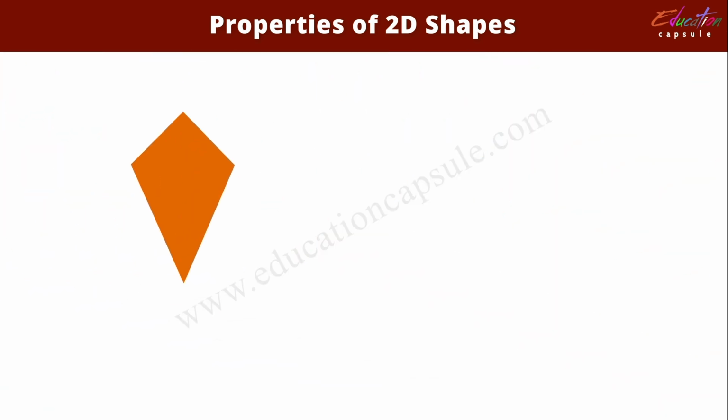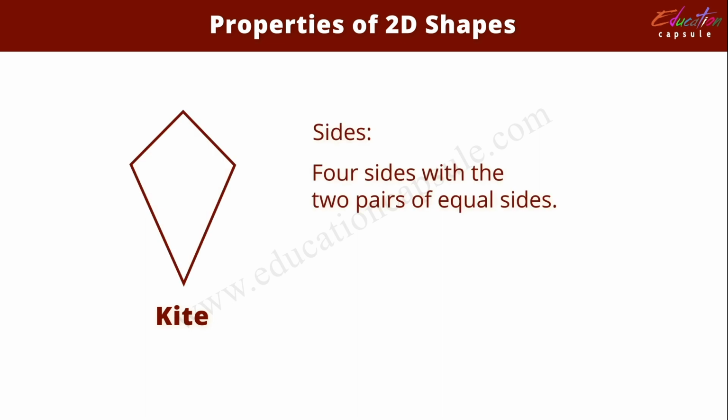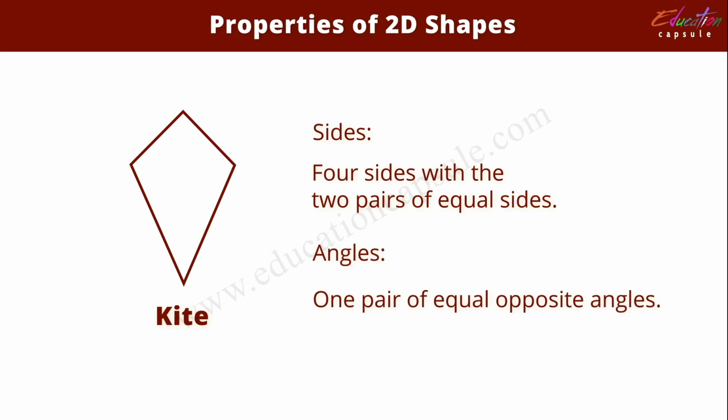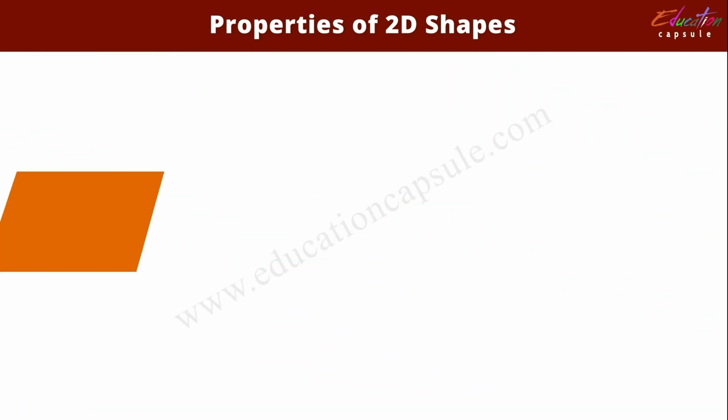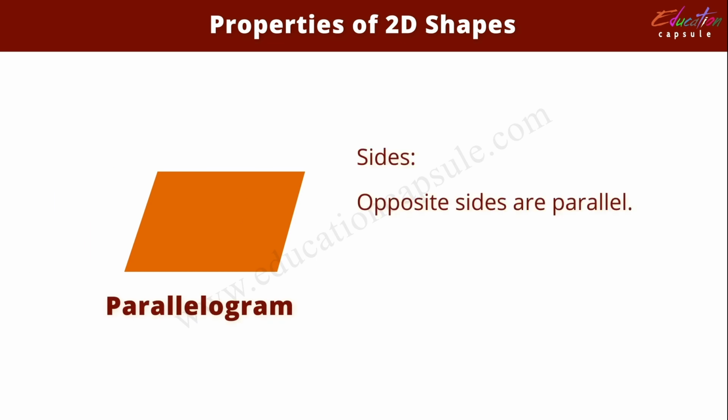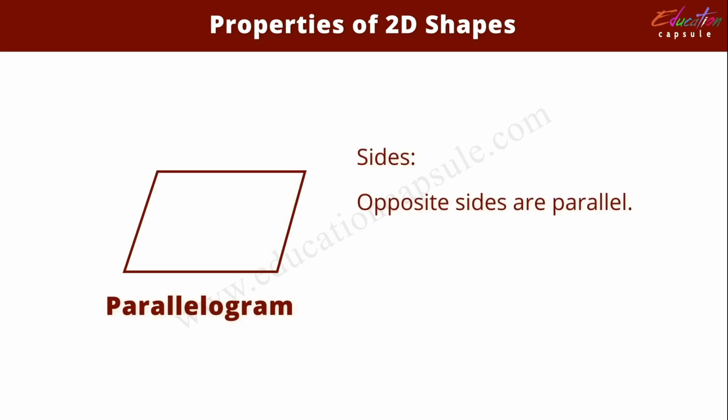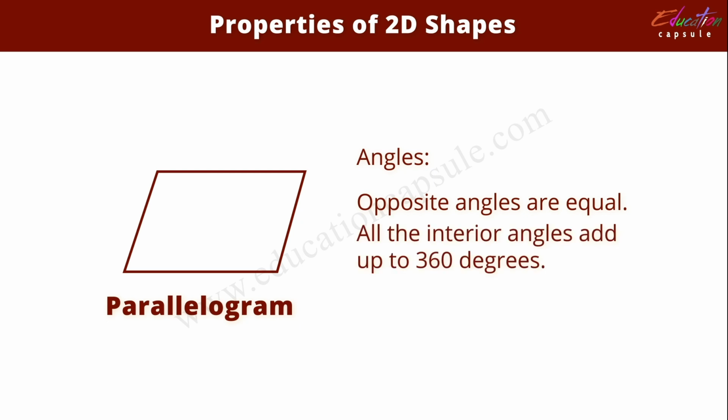Next is a kite. 4 sides with 2 pairs of equal sides. 1 pair of equal opposite angles. Next is a parallelogram. In a parallelogram, opposite sides are parallel. Also, opposite sides are equal in length. If we talk about angles, opposite angles are equal. Also, all the interior angles add up to 360 degrees.